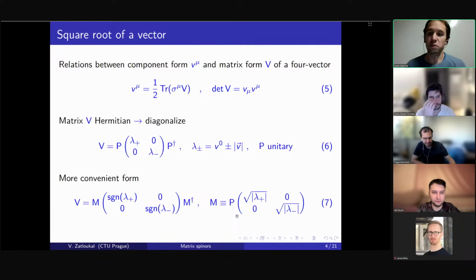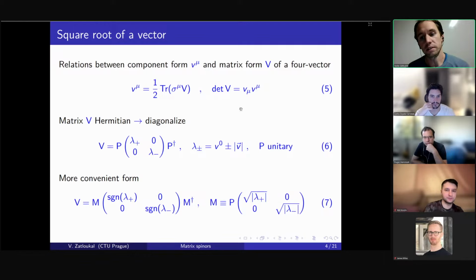So let's take the square root. We have a 4-vector, we have its matrix representation. There are some identities that one can easily derive. So the components V mu can be retrieved from the matrix by this trace. And if one takes the determinant of the matrix representation of a vector, one gets its Minkowski norm.